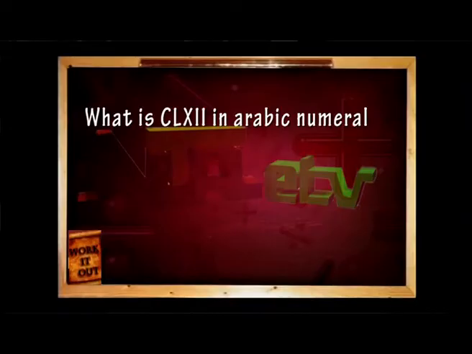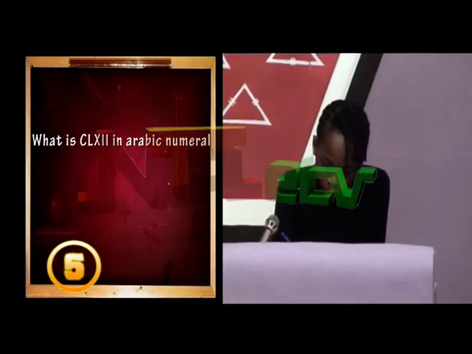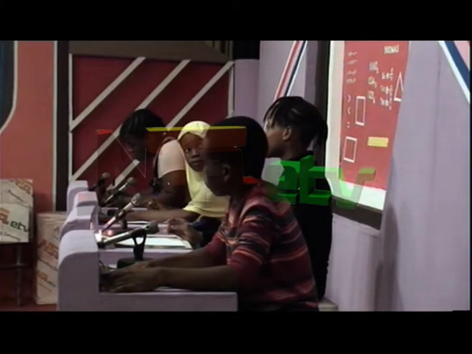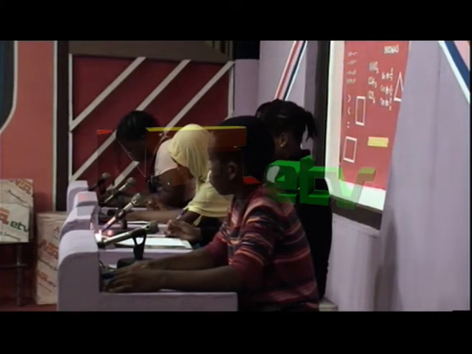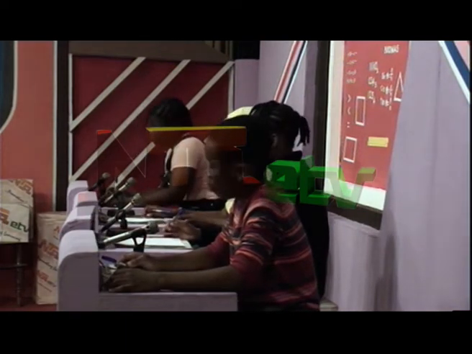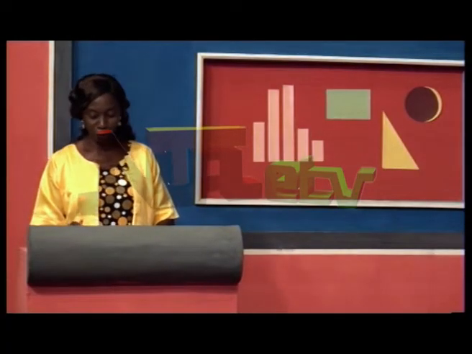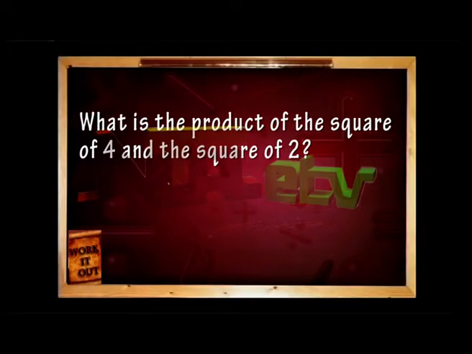Okay, contestant C. Number 9. What is CLXII in Arabic numeral? 52. No, not 52. Yes, D. 162. And the last question for stage 1 goes to contestant D. Are you ready for it? Yes, ma'am. What is the product of the square of 4 and the square of 2?